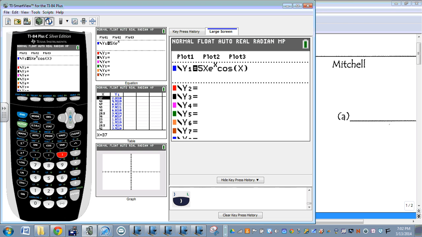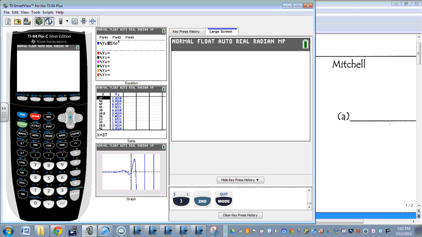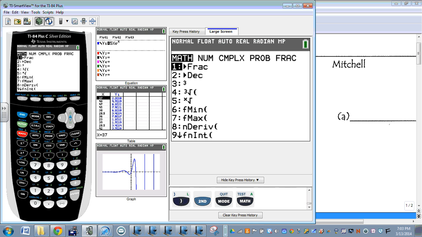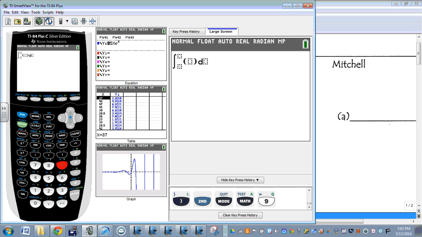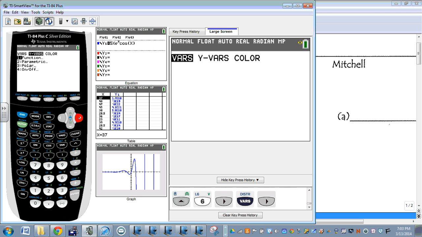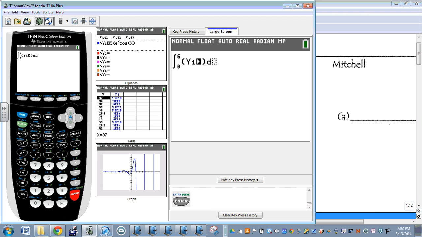So I don't really need to look at the graph for this one right now. But what I want to do is take the definite integral of this from 0 to 6. So I'm going to do math 9. And we're going from 0 to 6. And I'm just going to use y sub 1. So vars, y vars, y sub 1. And I'm doing this in terms of x.